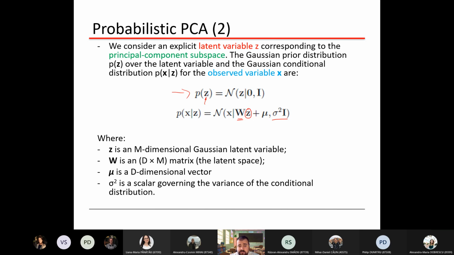So Z is an m-dimensional Gaussian latent space. W is a D by M matrix corresponding to the latent space. We need to find this out. Mu is a D-dimensional vector. We will see that we use this mu in order to allow the distributions to not have zero mean, so to be able to impose any other mean that we would like to have. And sigma square is a scalar governing the variance of the conditional distribution. As I told you, it doesn't depend on Z.